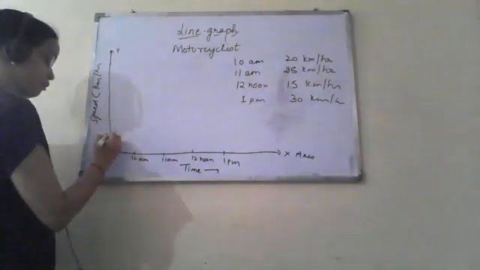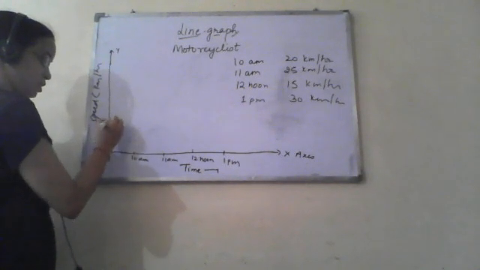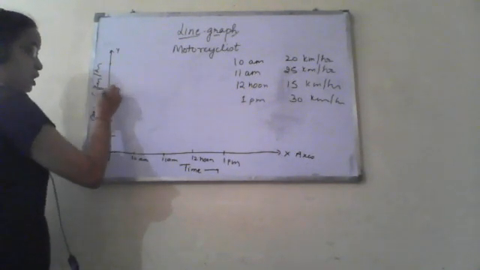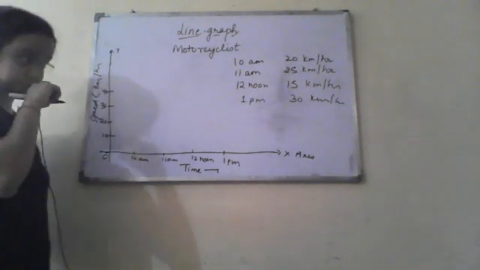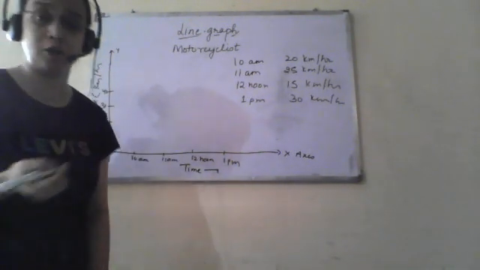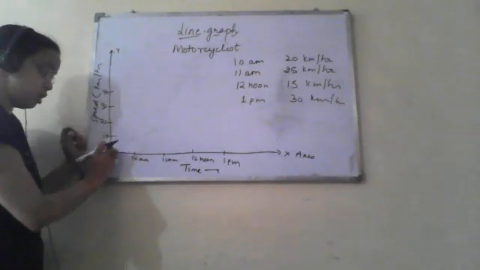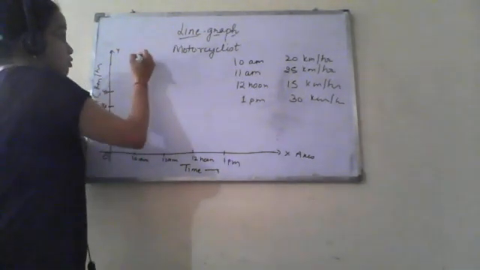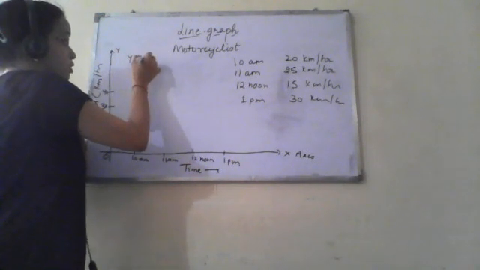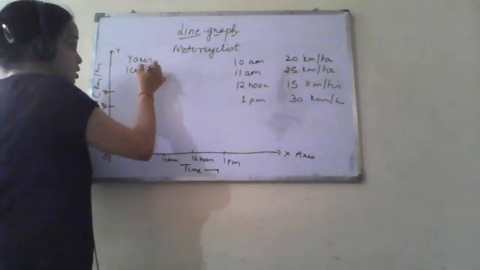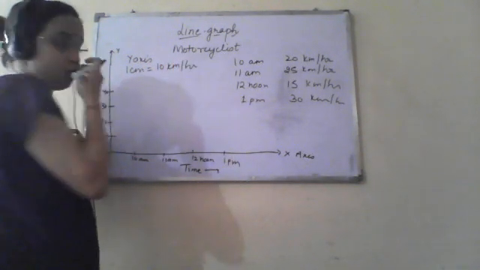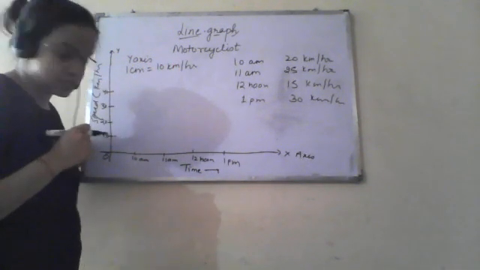So we can start from 10, then we have 20, then 30, then 40. Okay. Now what will be the scale on the y-axis? This one small division equals 10 kilometer per hour. So what will be the scale on the y-axis? It will be 1 centimeter equals 10 kilometer per hour. So this is how we have to mention the scale.